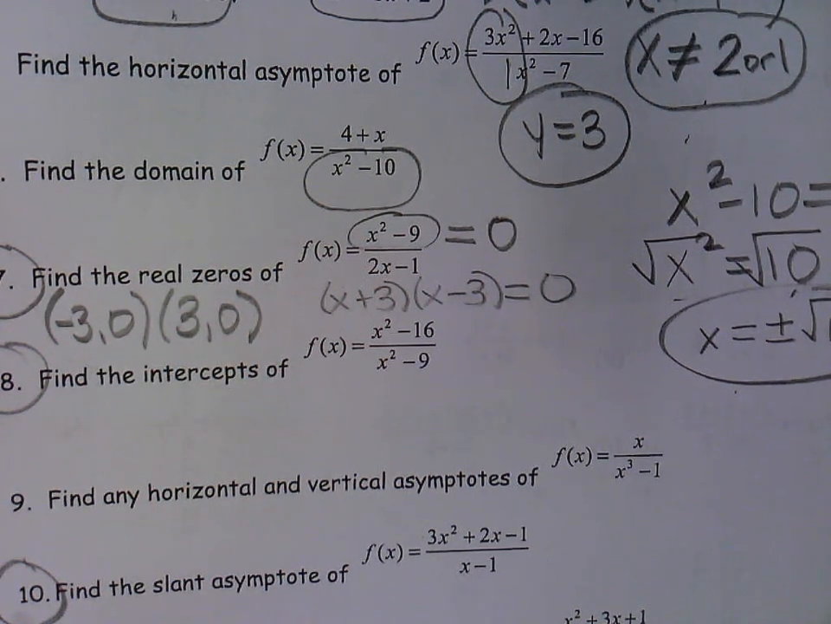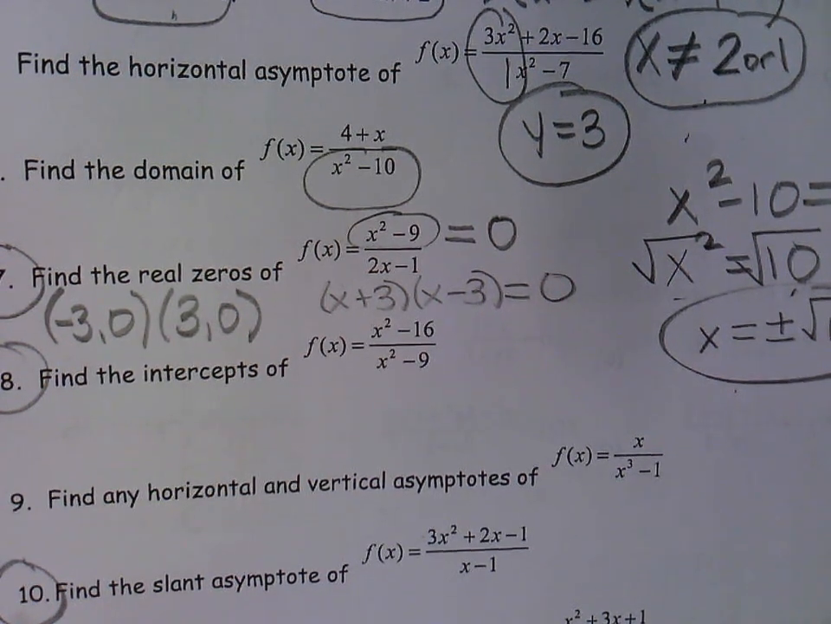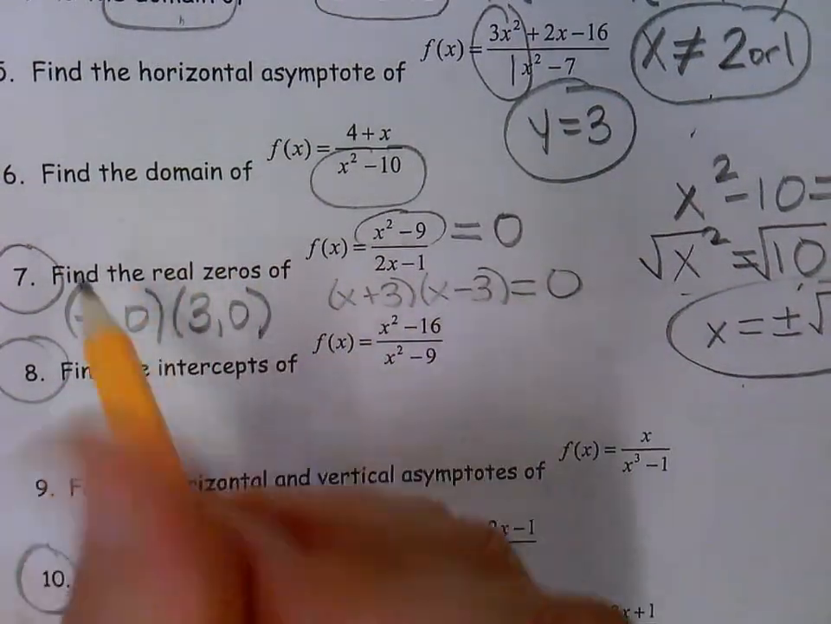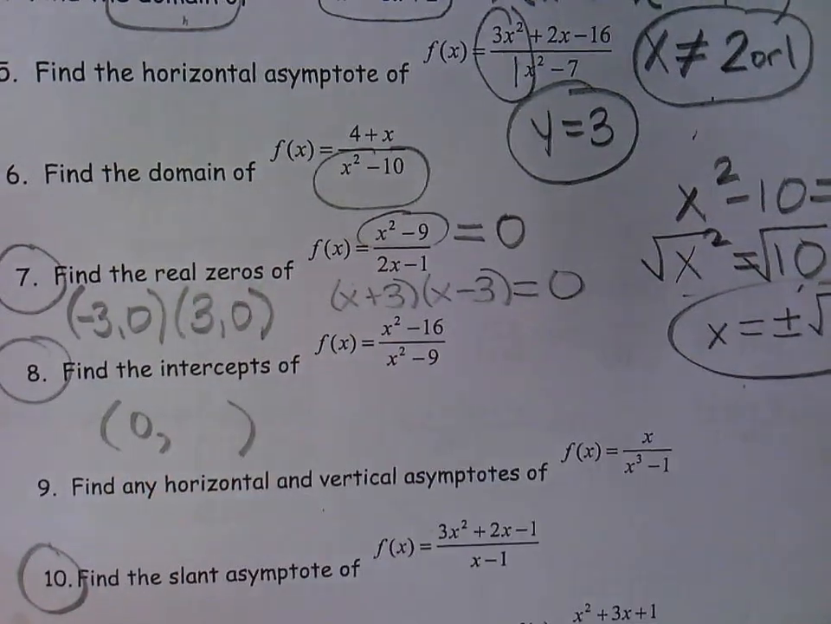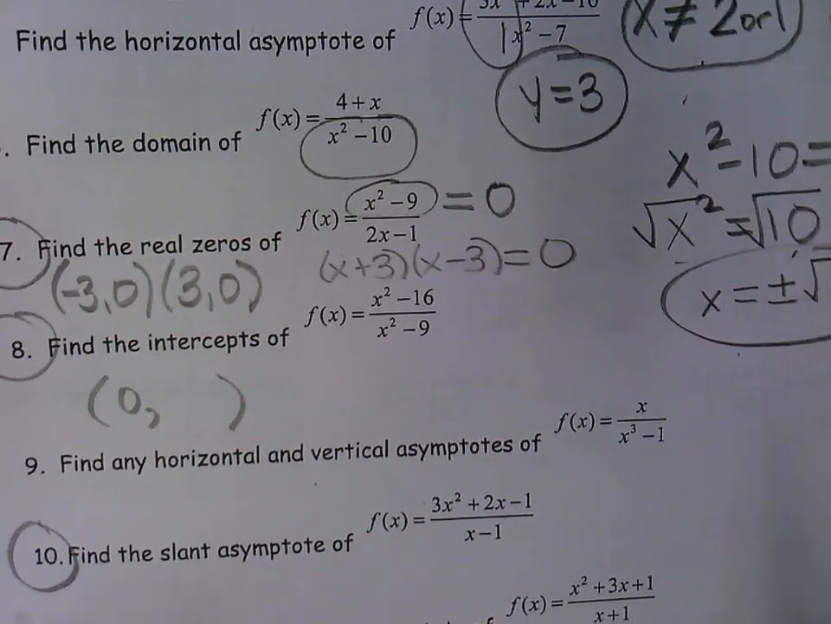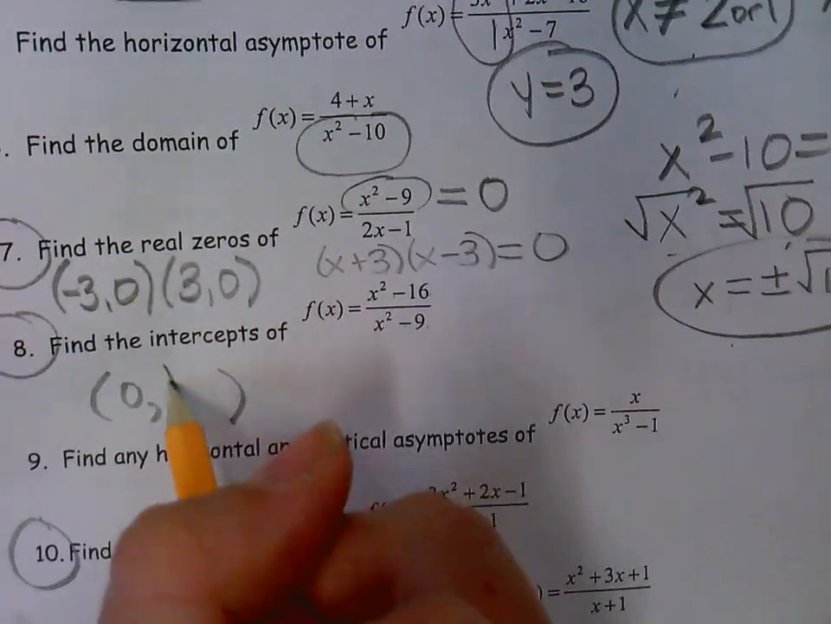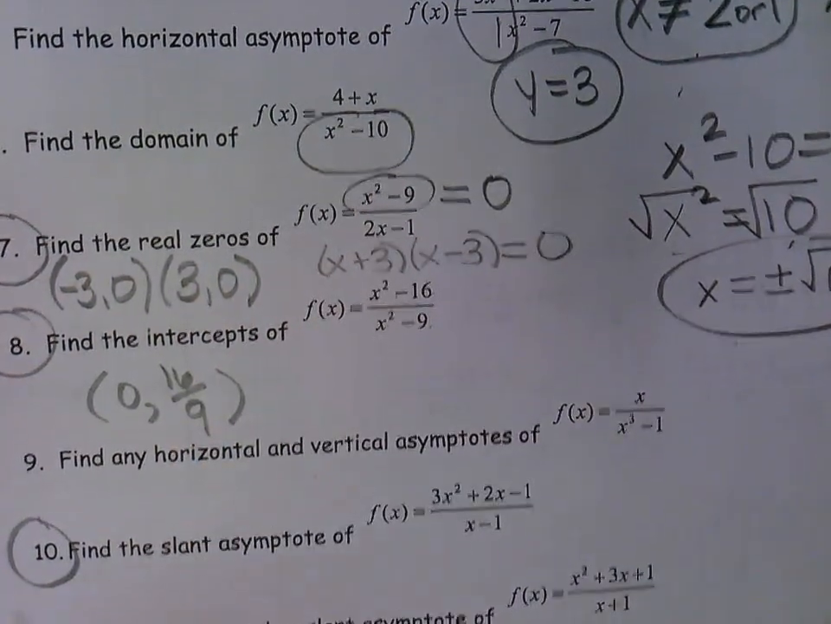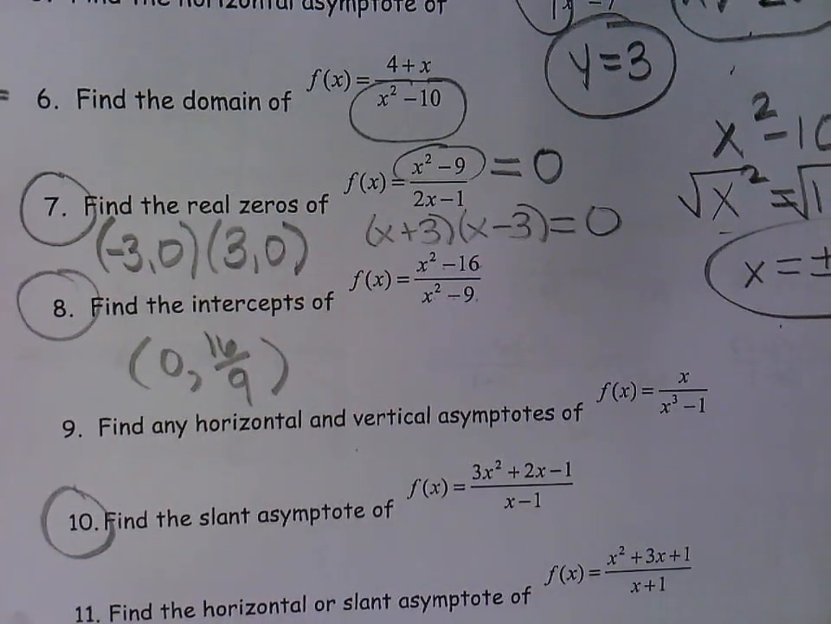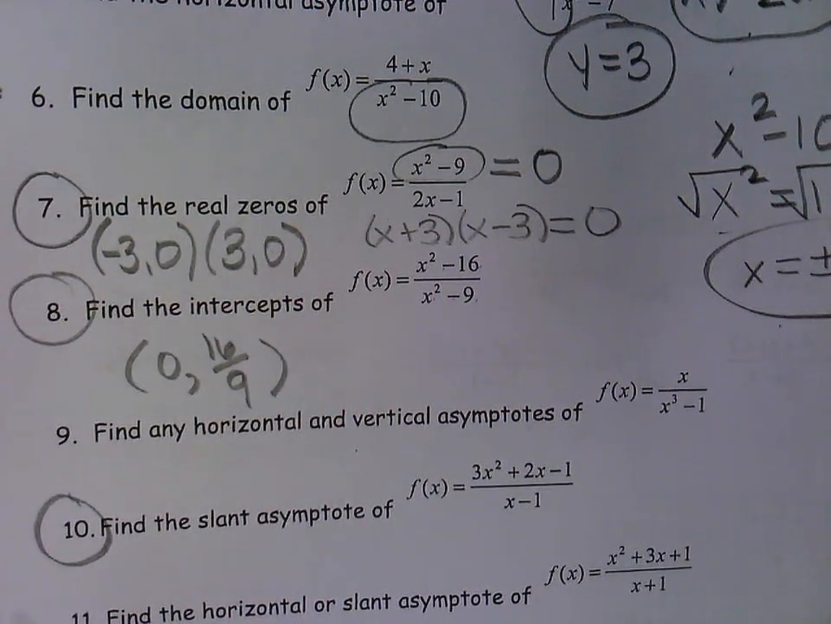So number 8 says find all of the intercepts. So find the x-intercept and find the y-intercept. We haven't done a y-intercept yet today. That's rule number 1. How do I find a y-intercept? I plug in 0 for x. When you plug in 0 for x, what do you get? So I get -16 divided by -9. I can just leave that as 16 over 9 if you don't want to use a calculator. I don't know what that is in my head. 1 point something.